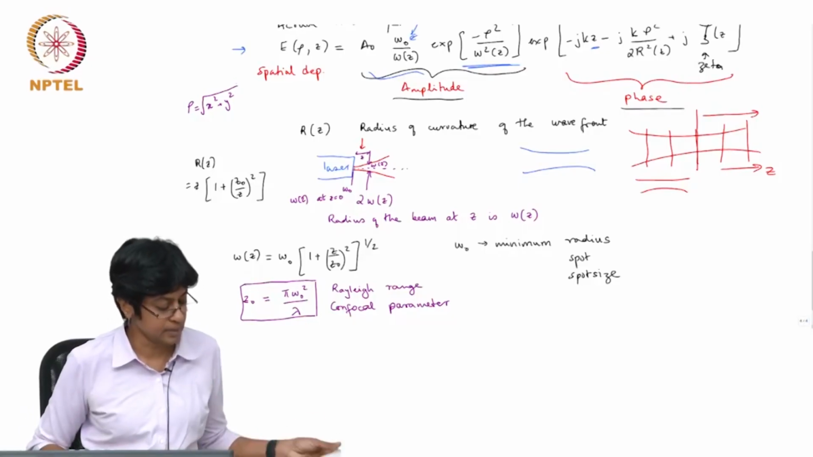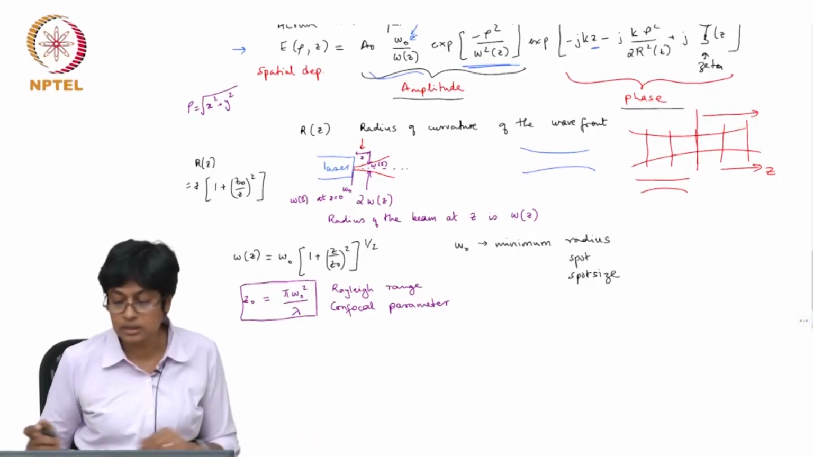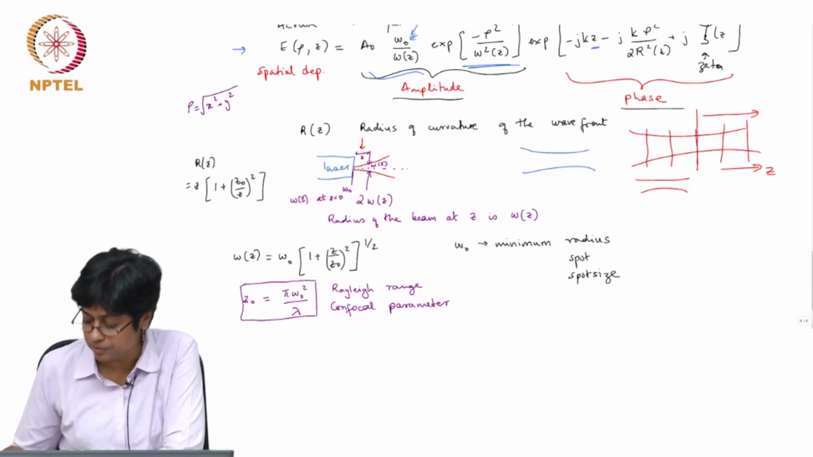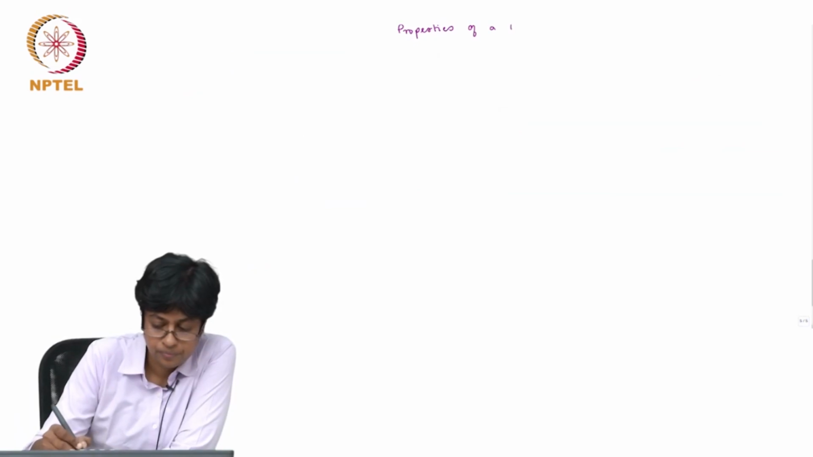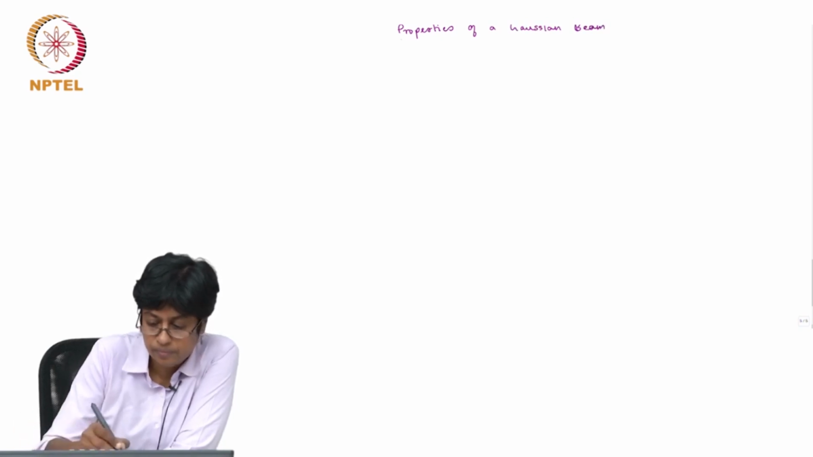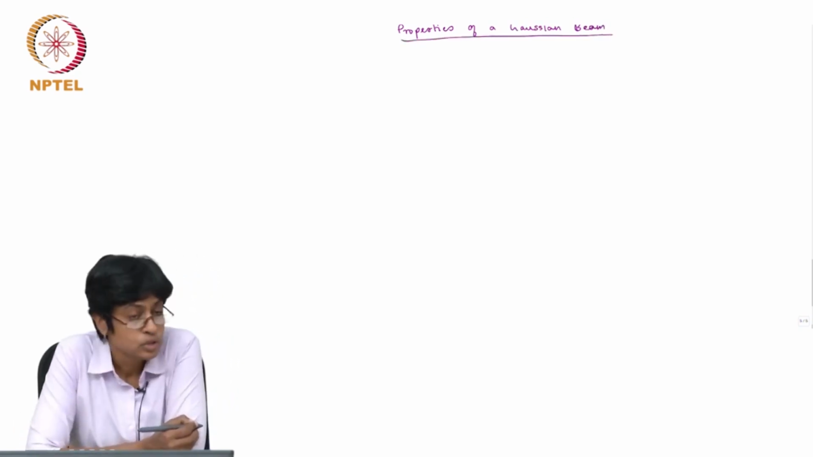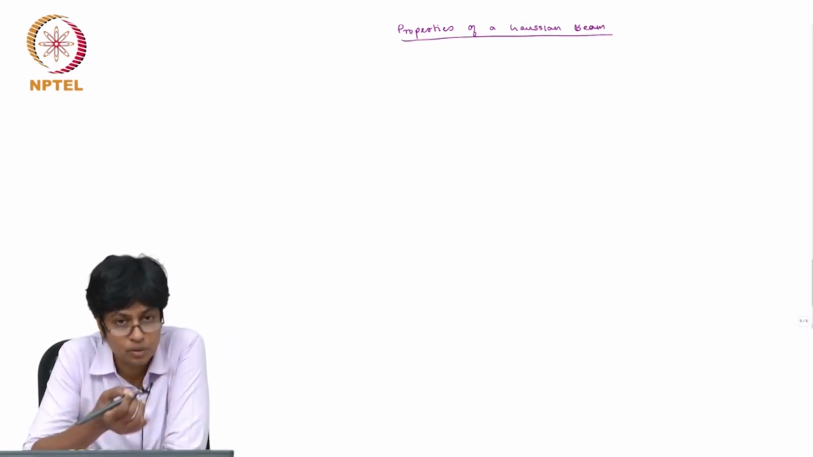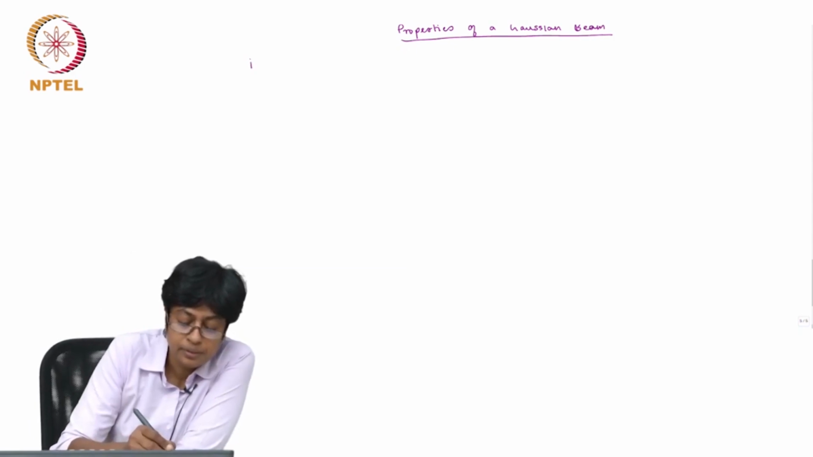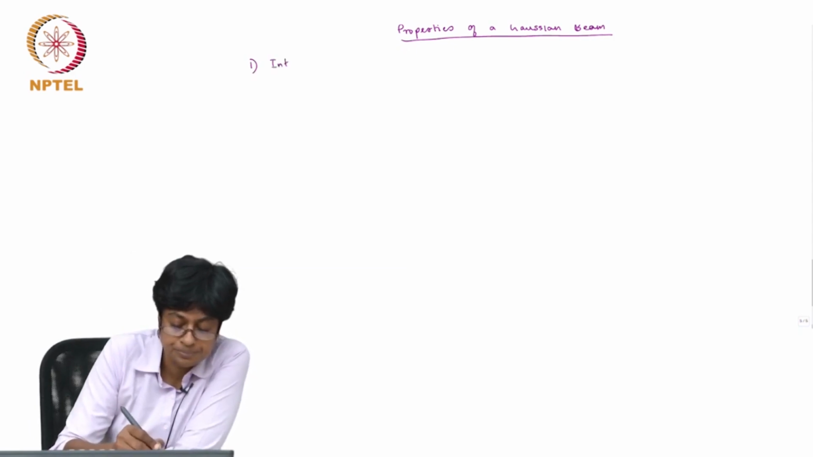So with that, let's start looking at some of the properties of a Gaussian beam. Of course, one thing you're going to be interested in, because you're looking at Gaussian beams, is the intensity of the beam.